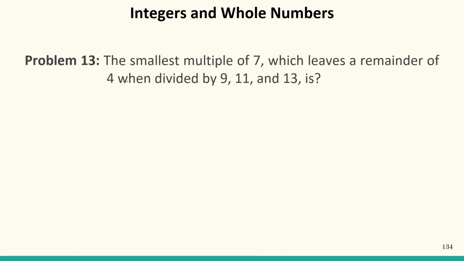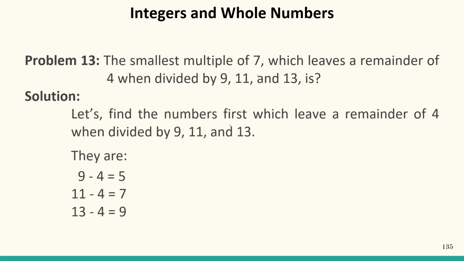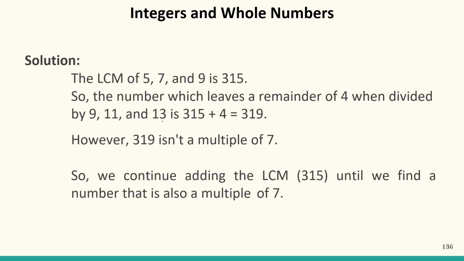Okay. Now let's go forward with problem number 13. The smallest multiple of 7 which leaves a remainder of 4 when divided by 9, 11, 13 is what? So find the numbers first which leave a remainder of 4 when divided by 9, 11 and 13. So 9 minus 4 is equal to 5, 11 minus 4 is equal to 7, 13 minus 4 is equal to 9. Okay, so the LCM of 5, 9 and 7 is equal to 315. So the number which leaves a remainder of 4 when divided by 9, 11, 13 is 315 plus 4, which is equal to 319. However, 319 isn't a multiple of 7. So we continue adding the LCM 315 until we find a number that is also a multiple of 7.